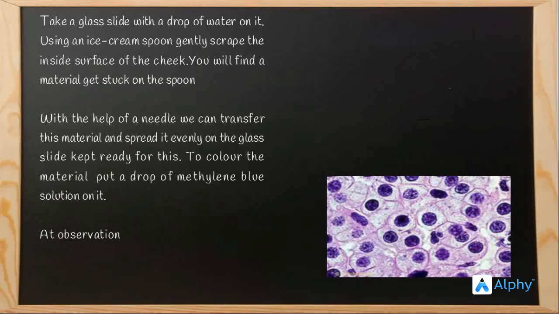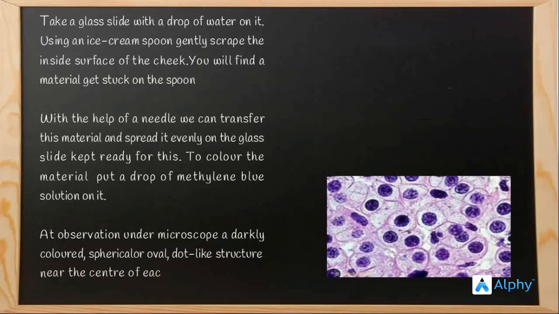At observation under the microscope, a darkly colored spherical or oval dot-like structure near the center of each cell appears. This structure is called the nucleus. So this is a nucleus. This is how it appears under a microscope. It is a spherical oval dot-like structure and it is darkly stained blue because we have given methylene blue solution on it.